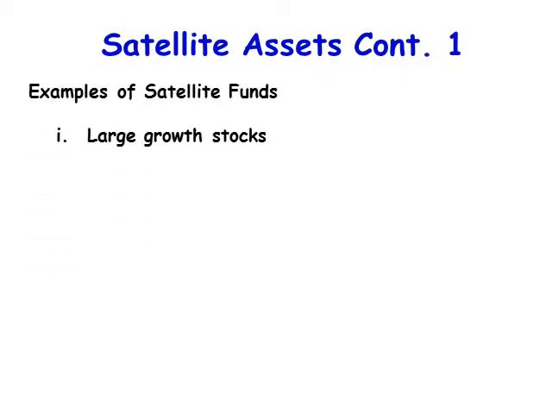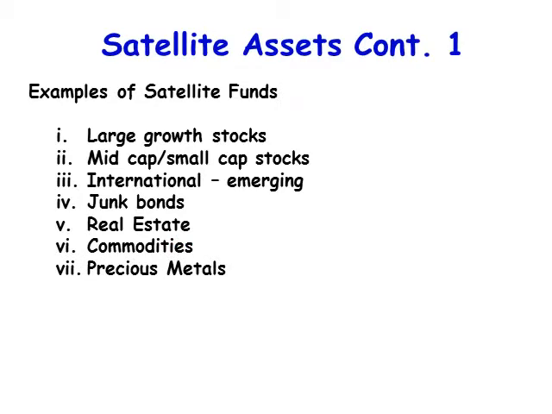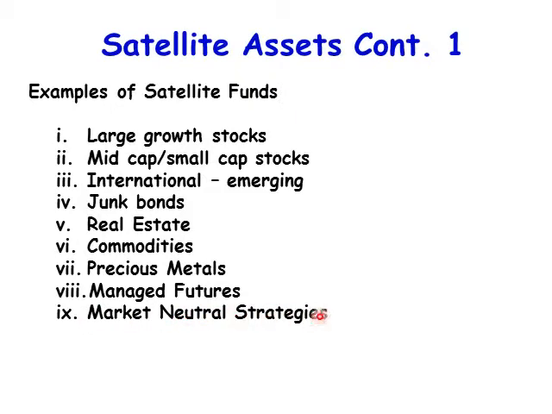So examples of satellite funds would be large growth stocks, because core stocks are large value and blend stocks. Also mid caps and small cap stocks, international, especially emerging market stocks, junk bonds, high yield bonds, real estate, which is an alternate asset, commodities, precious metals, managed futures, market neutral strategies, hedging strategies, and some more.